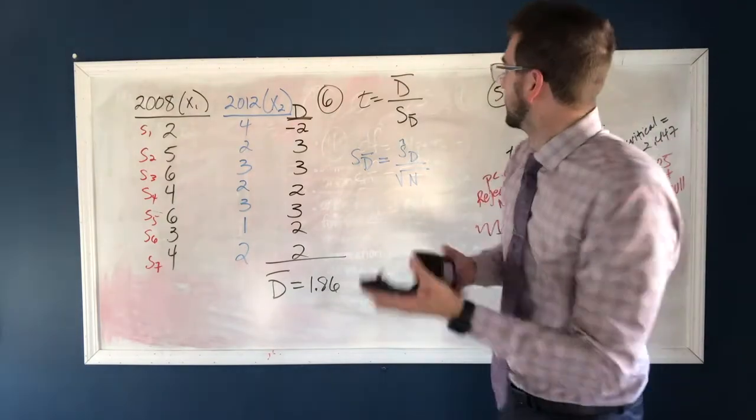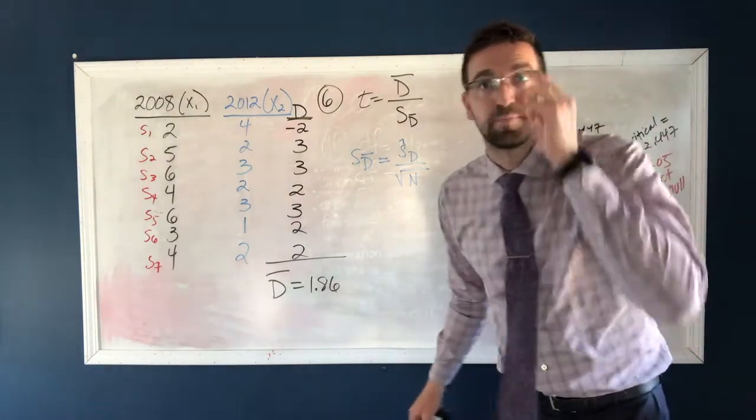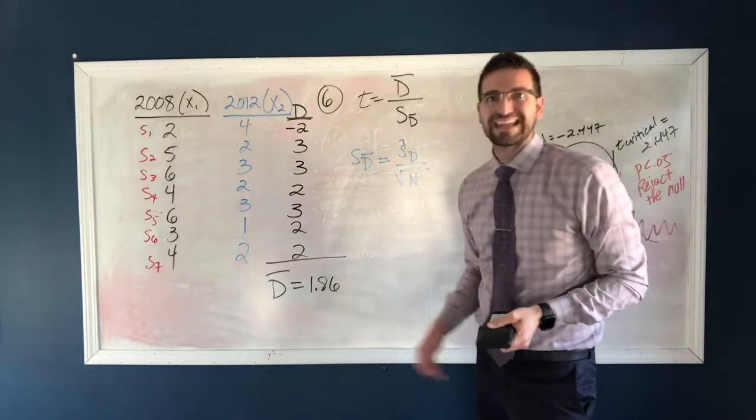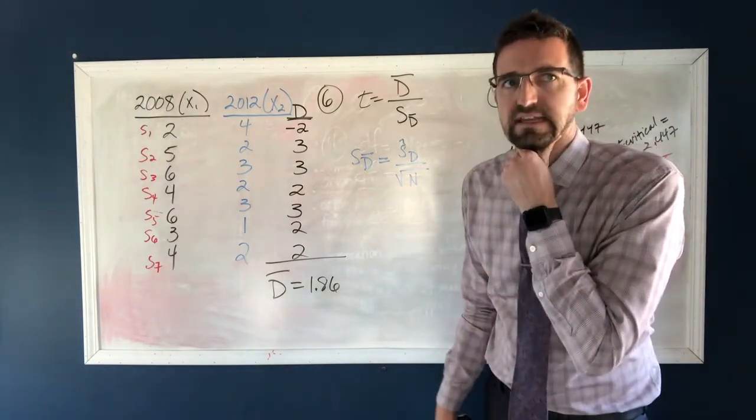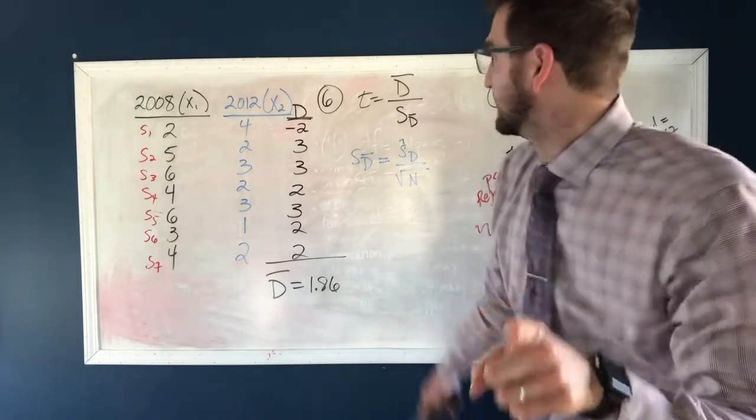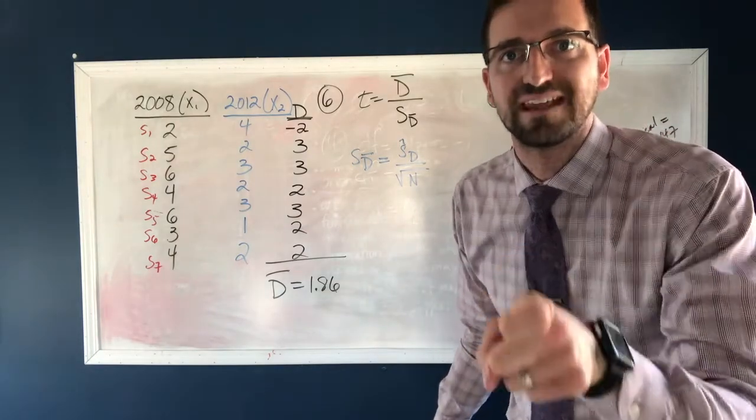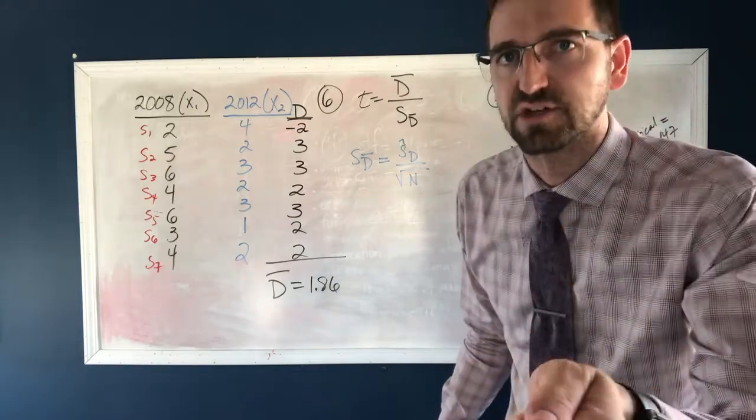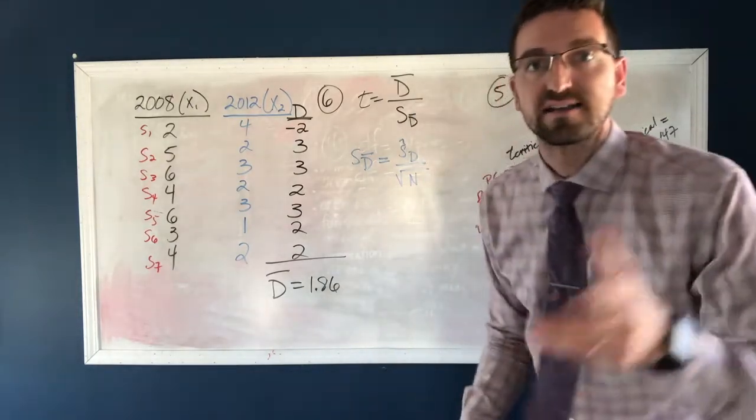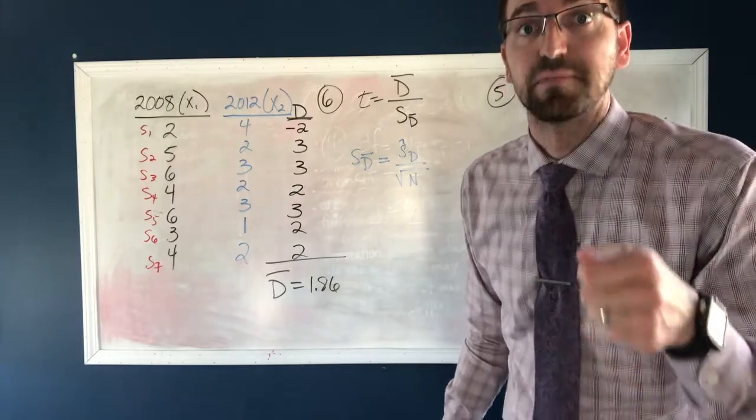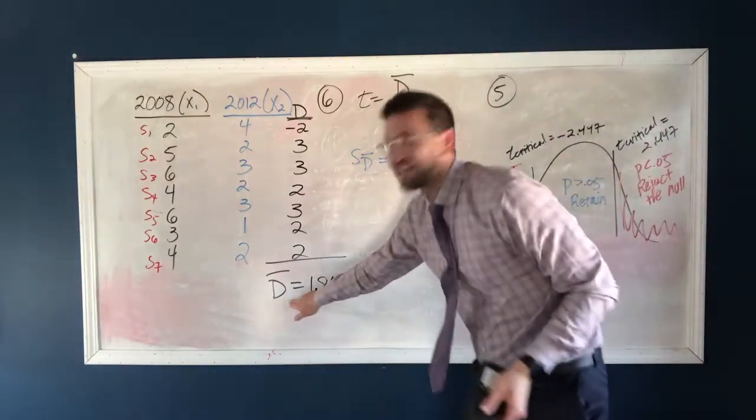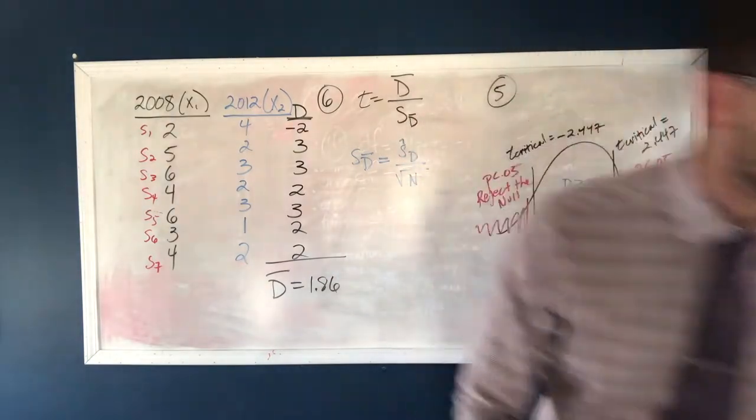Okay, so our sample mean difference is 1.86. So what does that mean? Okay, remember, if it was negative, it would mean on average in our sample, people are becoming more conservative. Because it's a positive difference score, it means people are becoming more liberal on average in our sample, right? This is a sample mean difference. That's key.